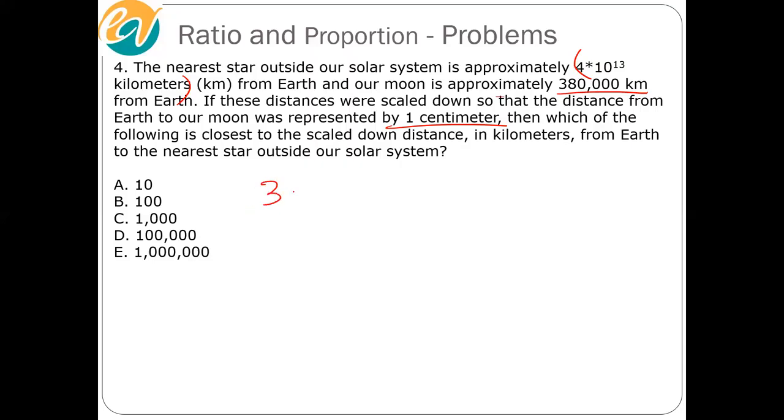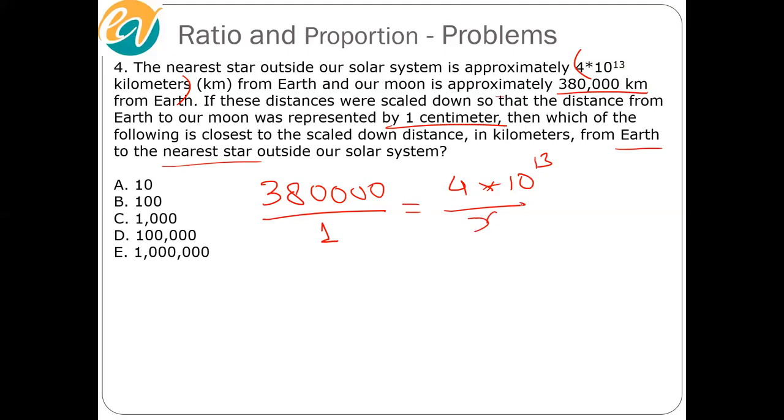Very nice. 380,000 kilometers is represented by 1 centimeter. Now, notice this is what the question is asking, right? How about from Earth to the nearest star? Tell me what is the actual distance? 4 into 10 to the power 13 kilometers is the actual distance.